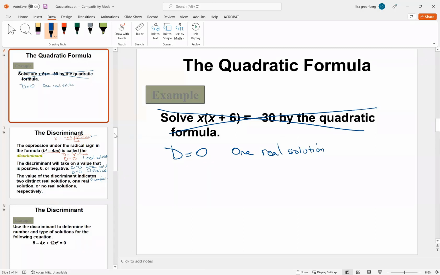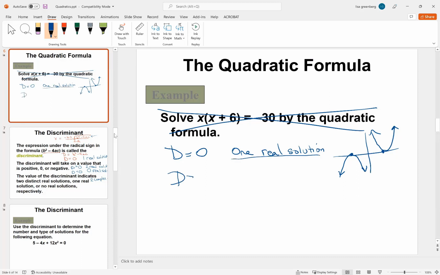what that means is if I graph it, I'm going to hit that x-axis in only one place, right? Because if I have only one real solution, that means that I have one x value. I don't have two x-intercepts. I have one x-intercept. So it could look something like this, or it could look something like this. But basically, it's hitting the x-axis in exactly one place because it's only got one solution.